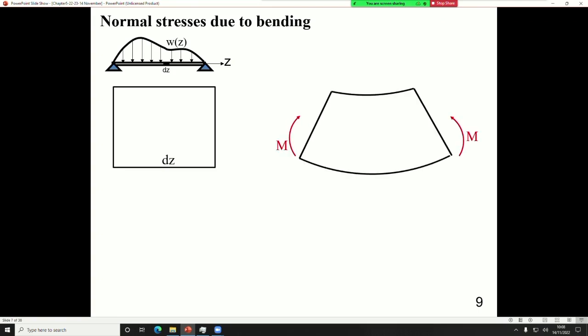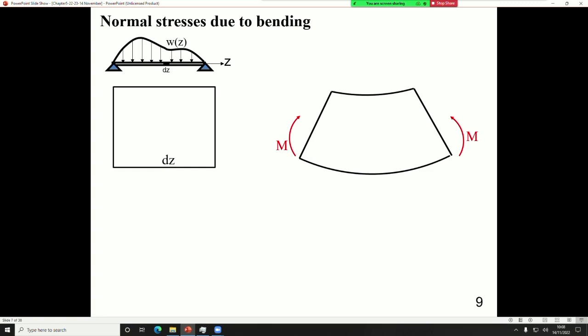At the moment, I assume the beam is subject to just pure bending moment. So there is no lateral shear force. I just showed you this figure, so I want you to visualize what dz is. But at the moment, I'm applying just pure bending moment on this beam and looking at a small element of it.